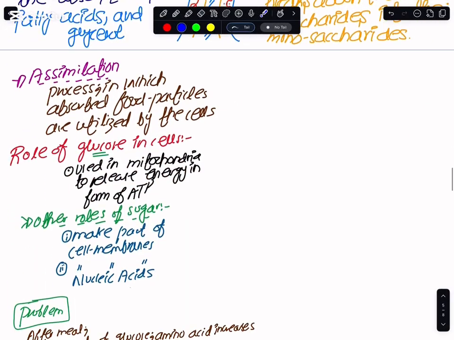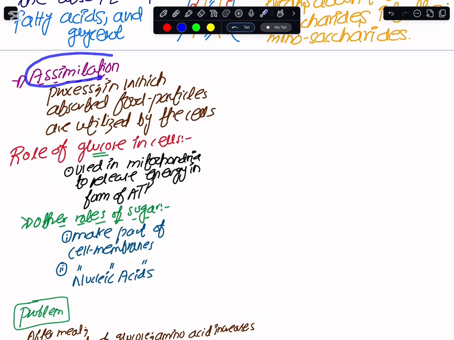Okay, class. So now we are back here again. In the previous class, we looked into the phenomenon of absorption, and over there we saw how the villi that we have in the small intestine are adapted for the absorption process. And now we will begin talking about assimilation.